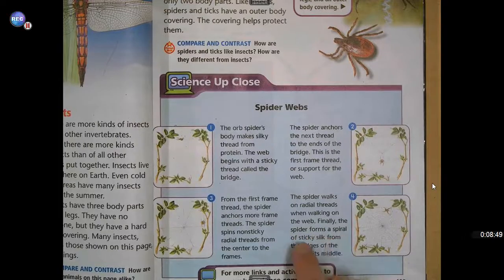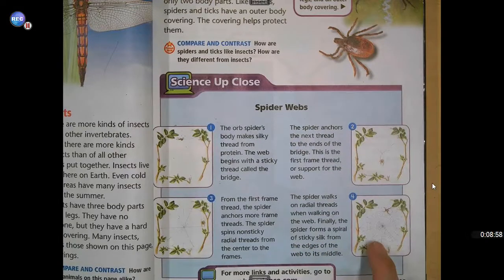Finally, the spider forms a spiral of sticky silk from the edges of the web to the middle. So you can see some of these are sticky and some of them are not. That way the spider can walk on the parts that are not sticky.